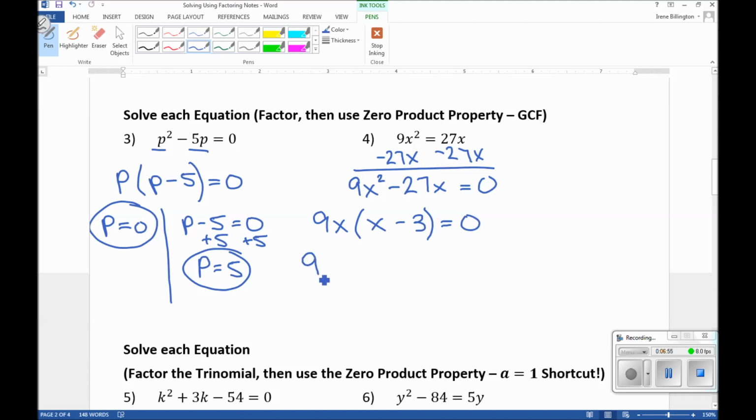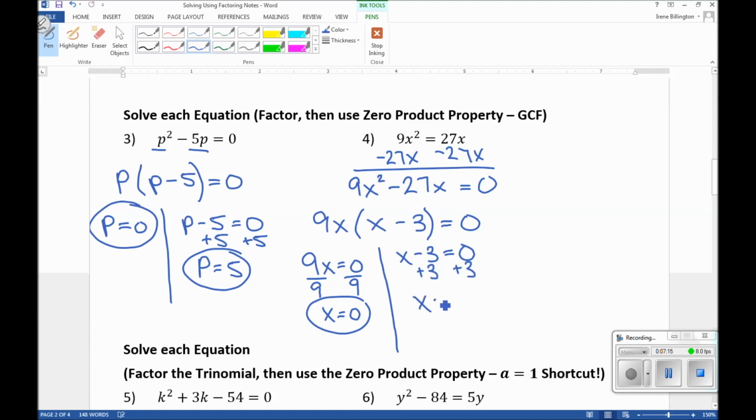So my 2 factors are 9x, so that would equal 0, and x minus 3, so that would equal 0. We'll solve our first equation by dividing by 9, so x equals 0 is my first solution, and then I will add 3 on my second equation to get x equals 3 as my second solution.